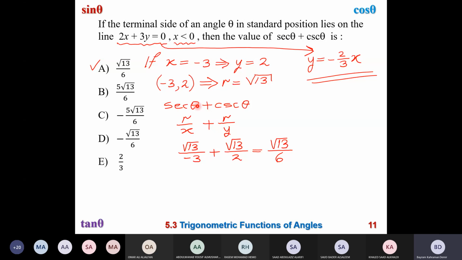Now, what is the secant of theta? We need to remember, it is r over x, Shabab. And secant means flip of the cosine. Cosine is x over r, secant is r over x. And similarly, cosecant will be r over y. So we know the r and x. It is root 13 divided by -3 plus root 13 divided by 2. And the result will give you root 13 divided by 6.